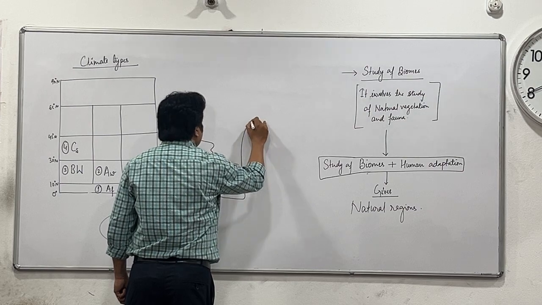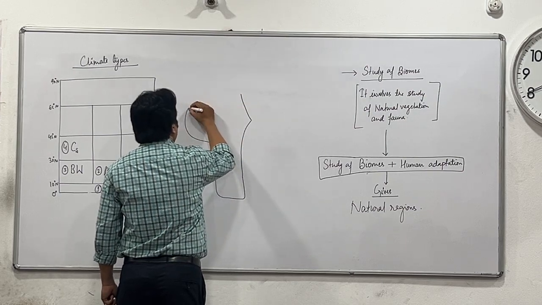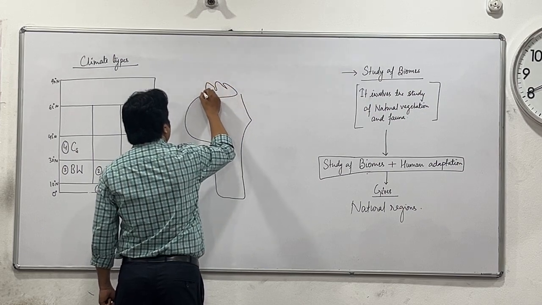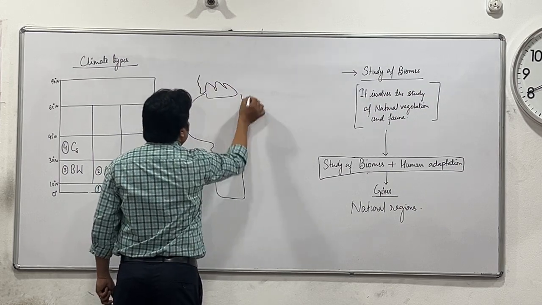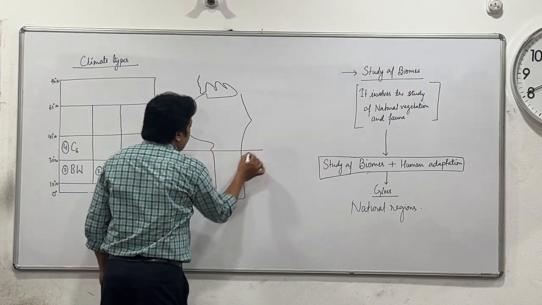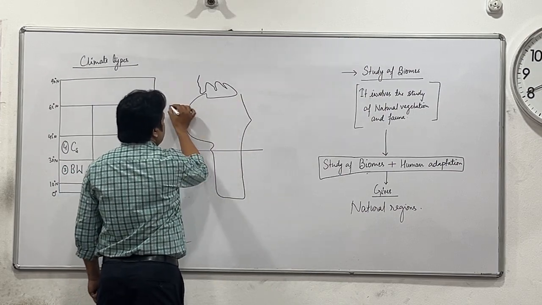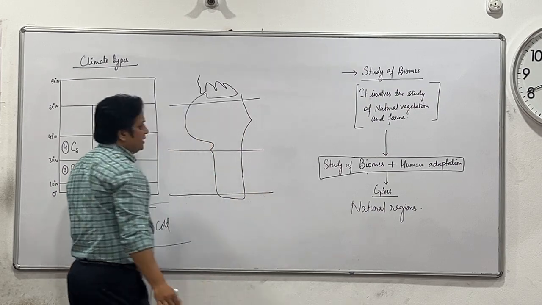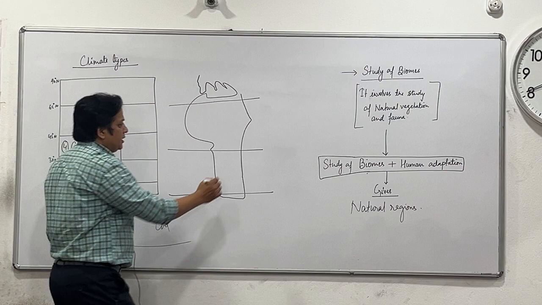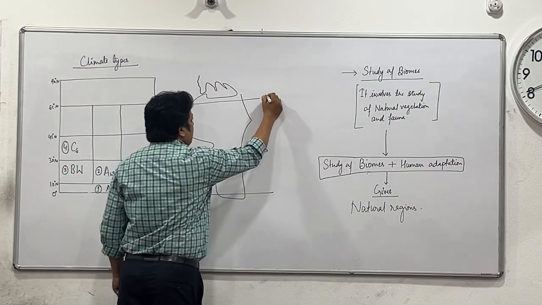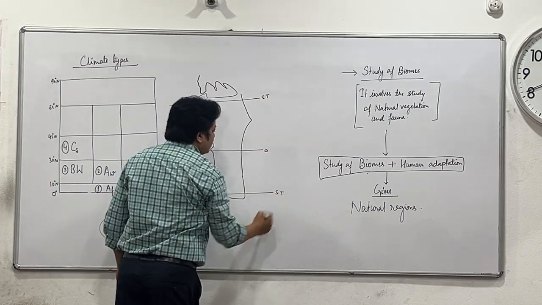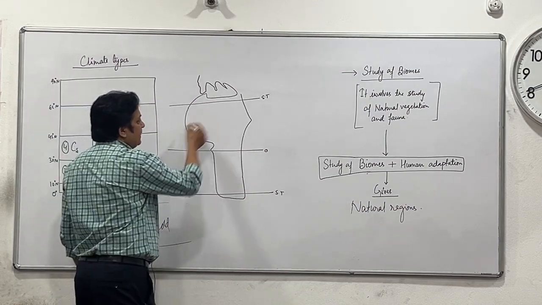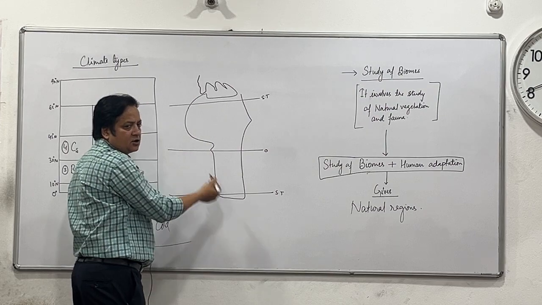So again, I am taking the map of Africa. This is your Mediterranean belt. Fine. This is your equatorial belt. This is your subtropical high pressure belt, and this is your subtropical high pressure belt here. ठीक है? Equatorial, subtropical, high pressure, low pressure. ठीक है? You know the wind direction. Wind direction क्या है? Northeast, and this is your southeast.